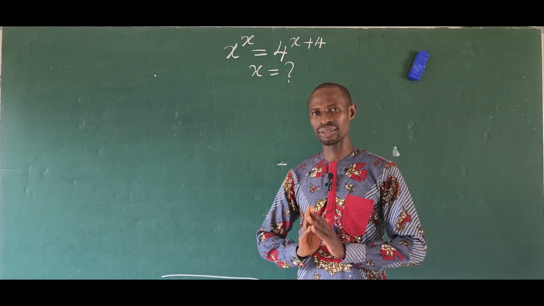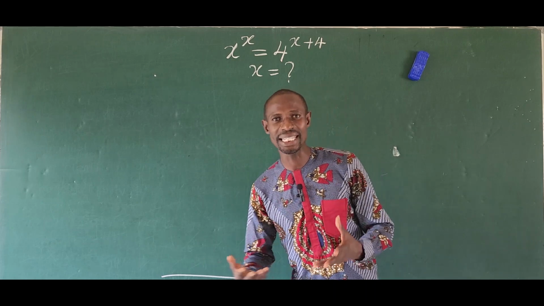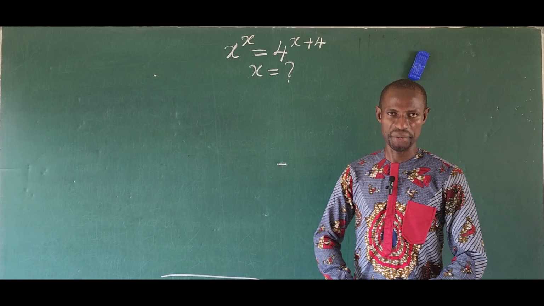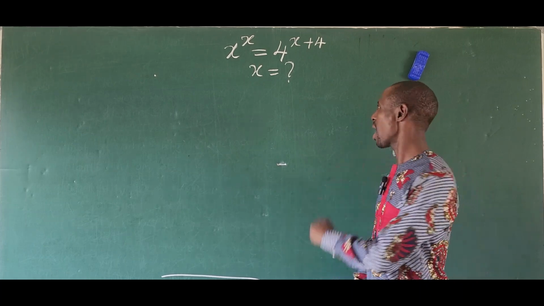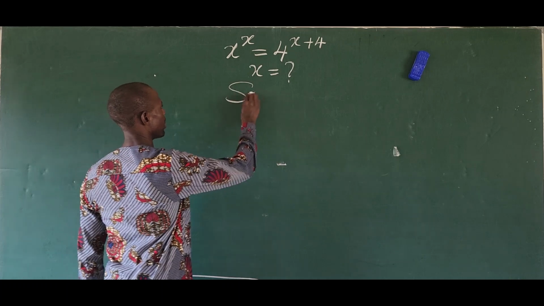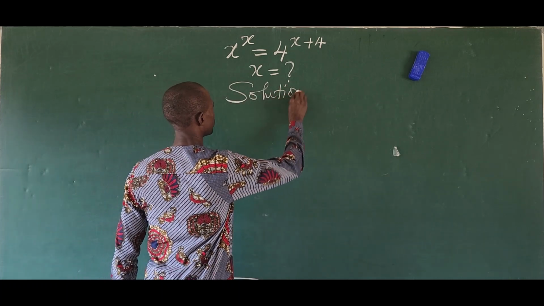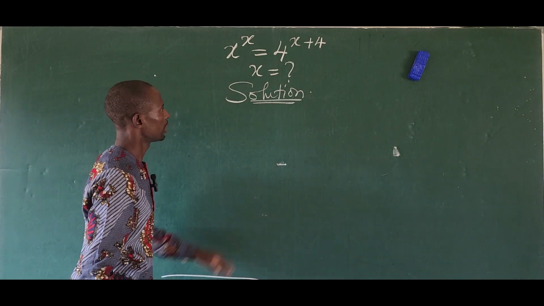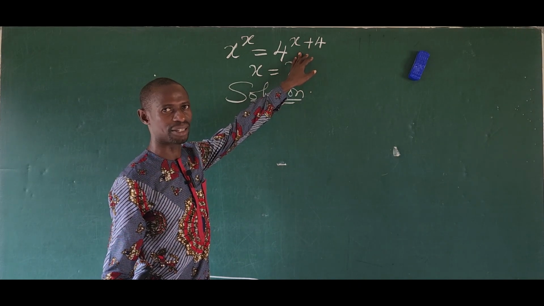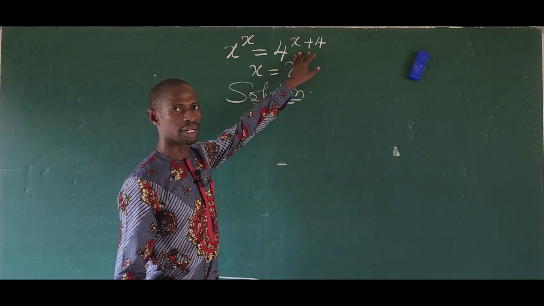If you are not too conversant with the laws of indices and some manipulations of exponents, then you would not be able to solve this. So let's see how we solve this algebraically. We're taking our solution first. So we just have to rewrite the right-hand side of the equation, applying the law of indices.